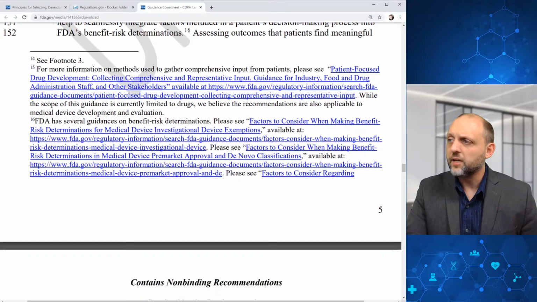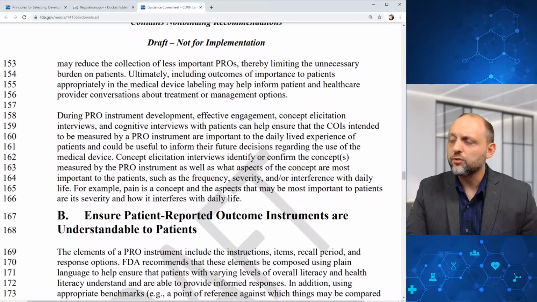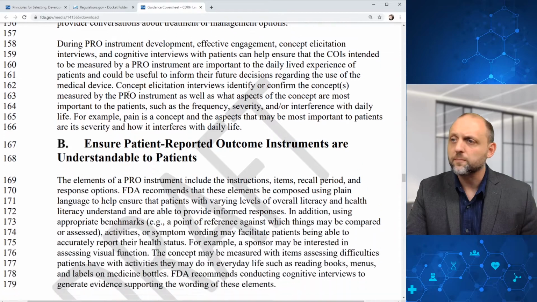Assessing outcomes that patients find meaningful may reduce the collection of less important PROs, thereby limiting the unnecessary burden on patients. Ultimately, including outcomes of importance to patients appropriately in the medical device labeling may help inform patients and healthcare provider conversations about treatment or management options.